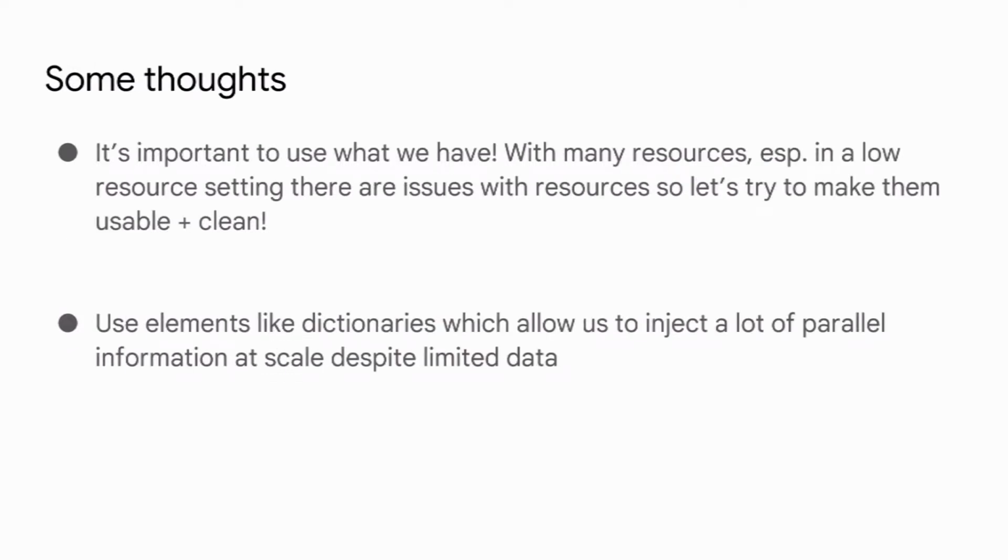So some thoughts on this is that there's a lot of effort, very important work on gathering new data sets, but it's also important to look at the data sets we have and look at how we can repurpose and improve them, because there are actually a lot of interesting things we can do. And also seeing what are the issues with the existing data sets and how we can make them better for future usage. And another thing is simple things like dictionaries, which are much easier to gather together than more parallel sentences, allow us to inject a lot of parallel information at scale despite limited data.